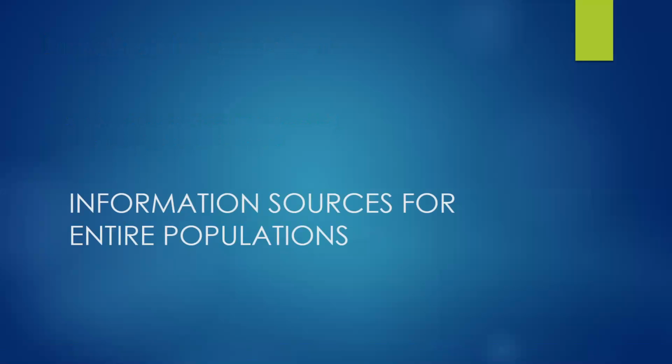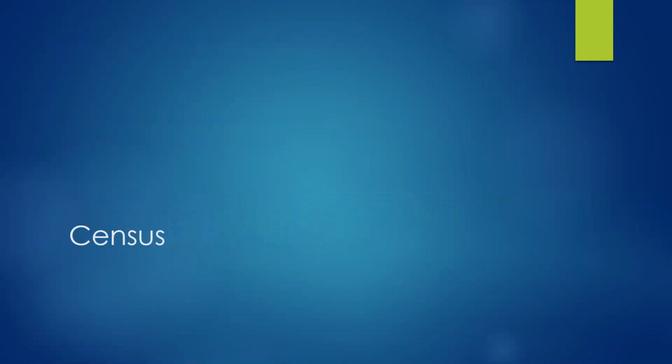participate. So the one exception, or the two exceptions really, that we'll talk about today, when we can get information on essentially the entire population, is the census in the US and also vital statistics. So we'll start with talking about the census.